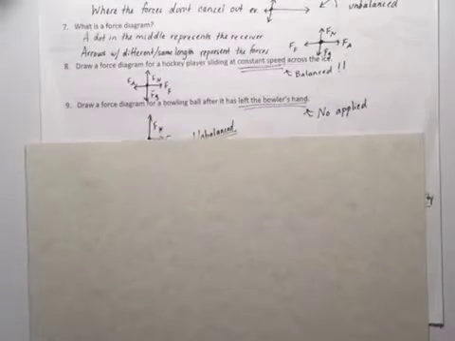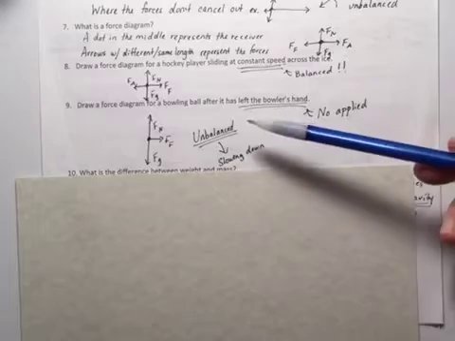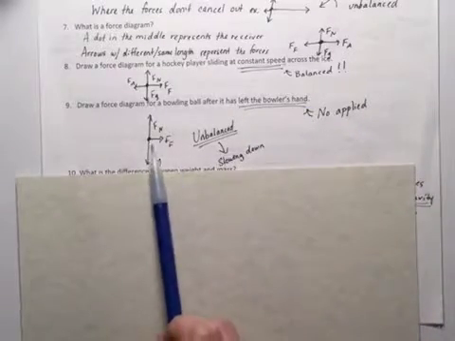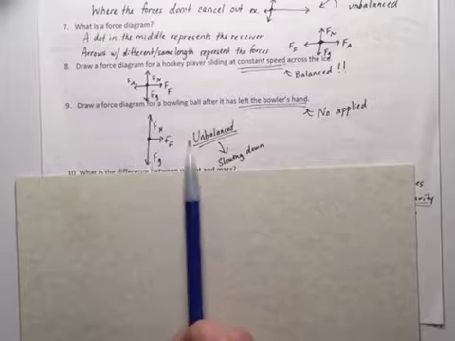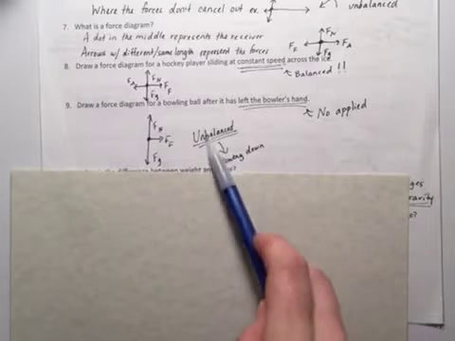Number nine, draw a force diagram for a bowling ball after it has left the bowler's hand. So that means that there is going to be no applied force. He cannot apply a force to the bowling ball once his hand is not touching it because it is a contact force. So the only forces acting on the bowling ball at that time are going to be gravity, normal, and friction. And this is going to be unbalanced because you have a force going to the right but nothing going to the left. And that means that the object is going to be slowing down, or in other words, accelerating, which is what unbalanced forces cause.